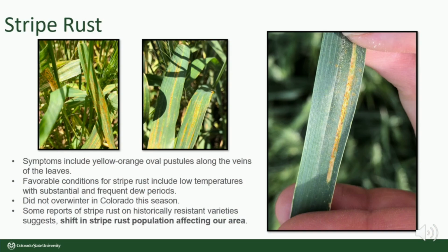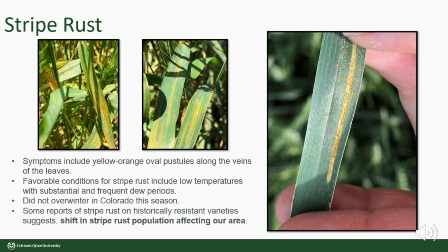Stripe rust is a common pathogen of wheat in our area. Symptoms are characterized by small, yellow-orange oval pustules that form along the leaf veins. Favorable conditions for stripe rust include low temperatures and frequent moisture or dew periods.